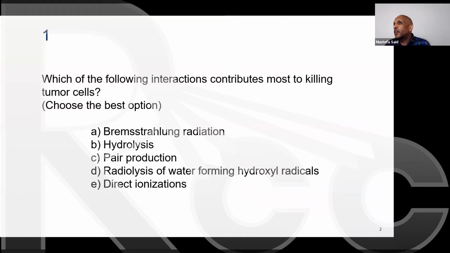All right, first one. Which of the following interactions contributes most to killing tumor cells? Choose the best option. A, bremsstrahlung radiation, B, hydrolysis, C, pair production, D, radiolysis of water forming hydroxyl radicals, and E, direct ionization. There's a poll. We're going to give it about 20 seconds.